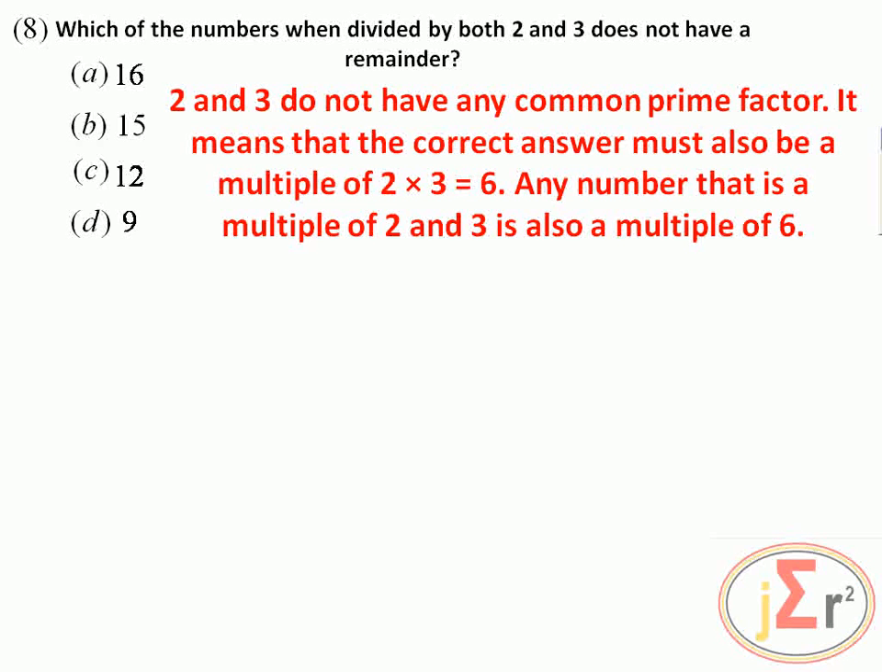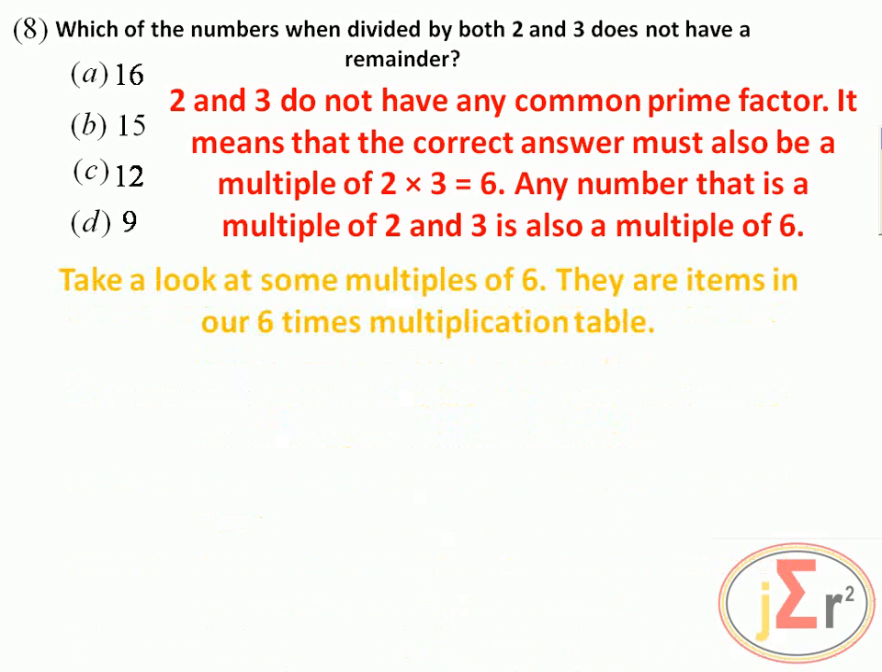2 and 3 do not have any common prime factor. It means that the correct answer must also be a multiple of 2 times 3, which is equal to 6. Any number that is a multiple of 2 and 3 is also a multiple of 6. I hope you noticed that, Jerry, that those numbers that are both multiples of 2 and 3, they are also multiples of 6. Therefore, we may choose our answer from multiples of 6.